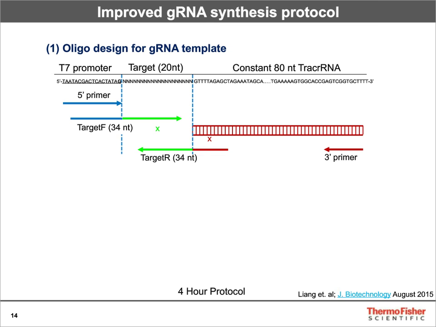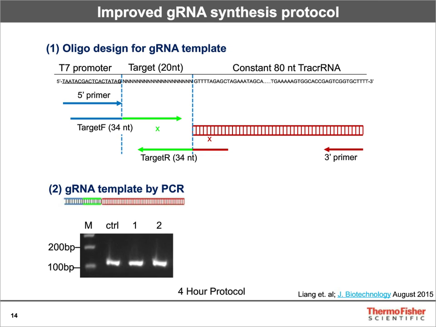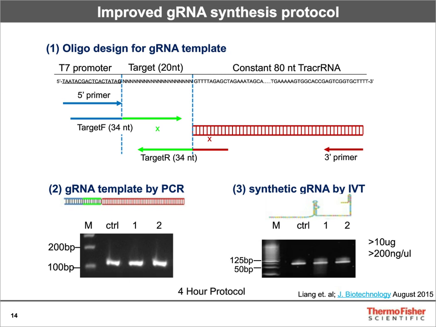Now, using the PCR assembly enzymes provided in the kit, you can generate double-stranded DNA in less than 2 hours. These products are nice and clean, so it doesn't require any intermediate purification step. They can be taken directly into the in vitro transcription reaction. We have also provided all the enzymes needed for in vitro transcription in this kit.